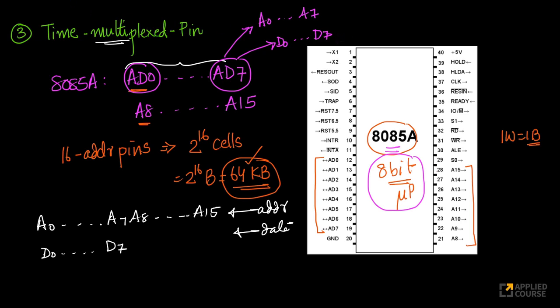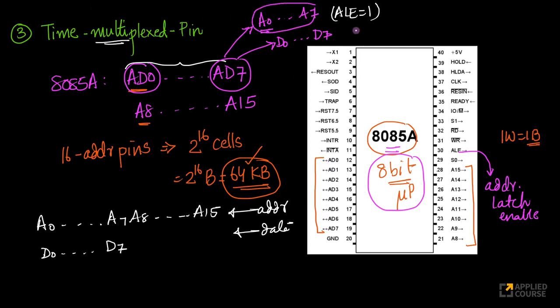Now the big question obviously in your mind is, how do I know whether the values on these pins are addresses or data? How do I know that? You can know that from this ALE pin. ALE stands for address latch enable pin, right? So whenever the ALE pin is 1, let me write this down here. If the ALE pin is set to 1, that means whatever value you see on AD0 to AD7 is interpreted as an address.